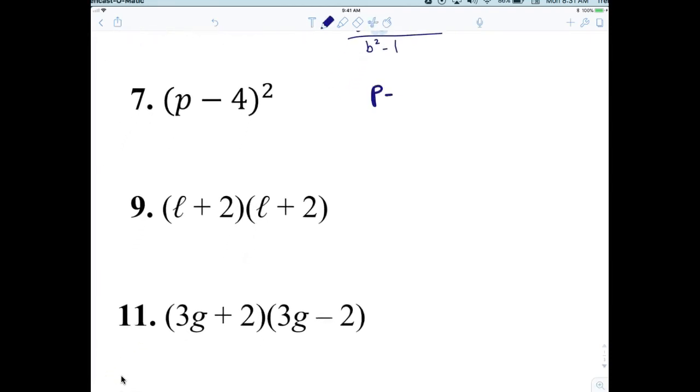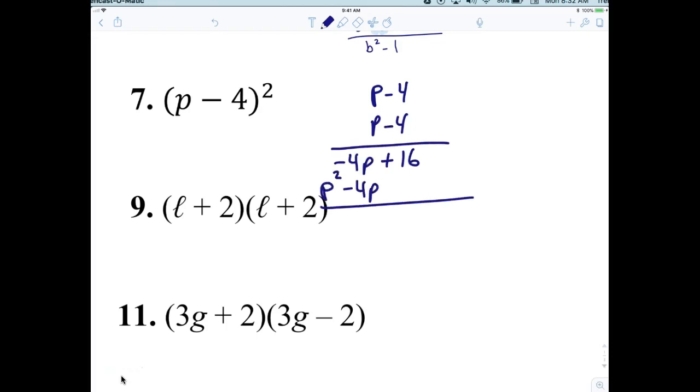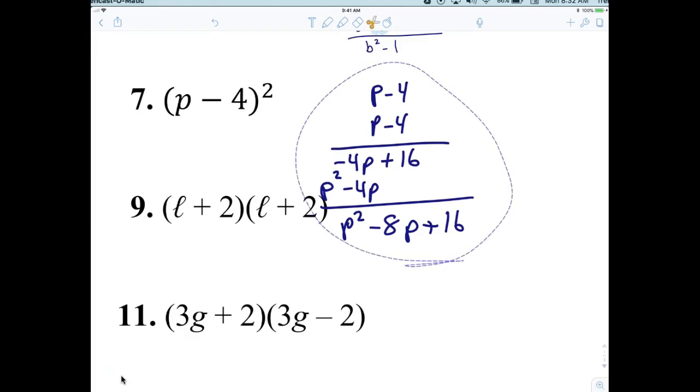So p minus 4 times p minus 4. So that would be positive 16, negative 4p, negative 4p, p squared. P squared minus 8p plus 16. Yeah, there is a pattern. Exactly. It's a number squared, and then if it's positive, you add the 2. If it's negative, it's going to be negative, and then you just square the other number. Okay, thank you for that explanation, James. You're welcome.